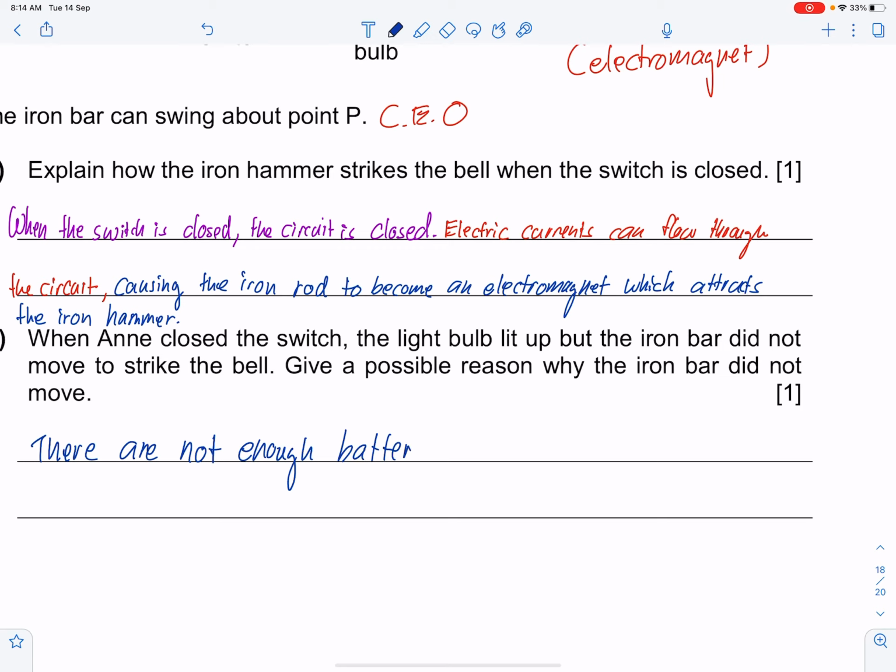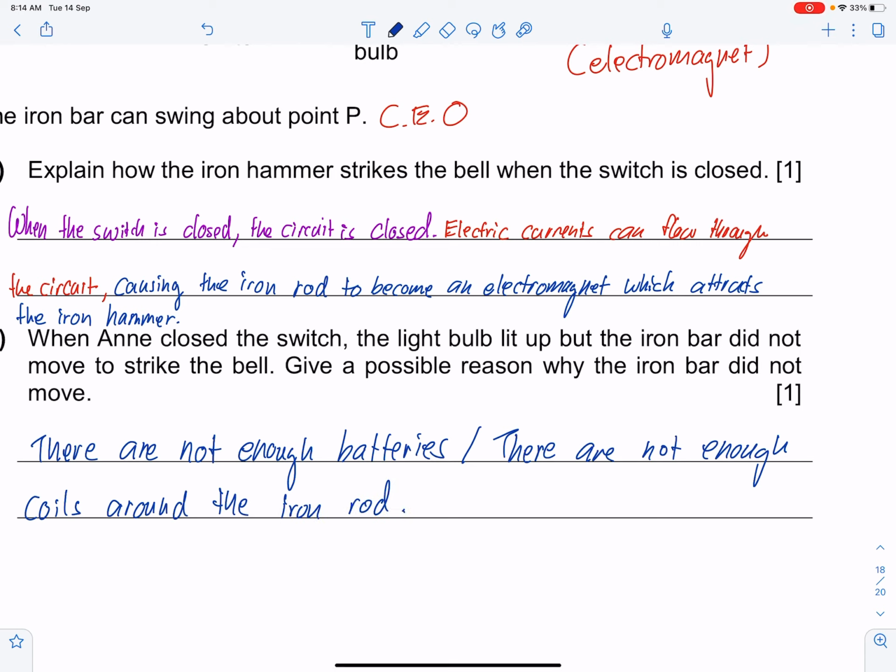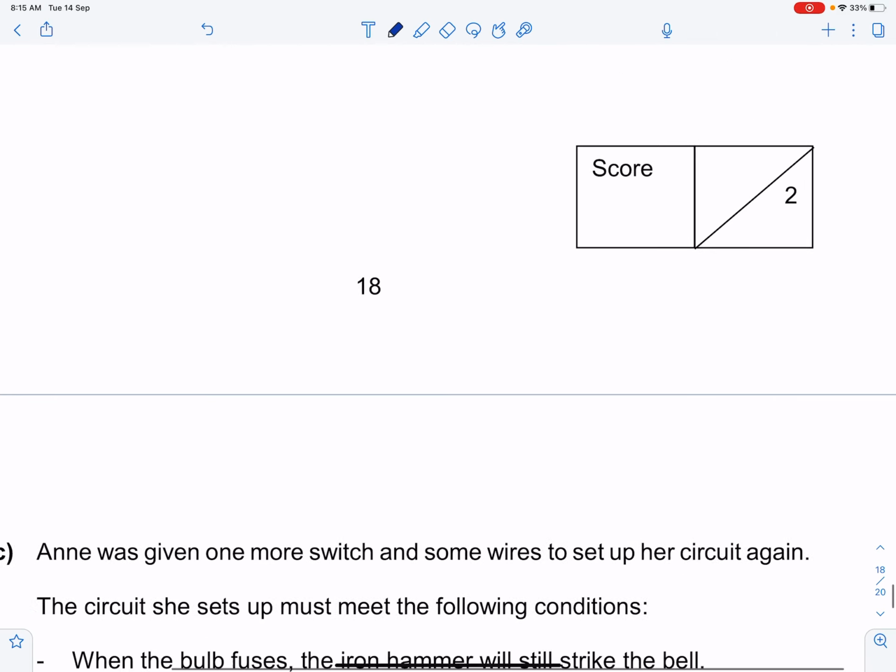that's the first thing you can say, or the second one would be there are not enough coils around the iron rod. You see that it's actually application of what you have learned in P4. So don't go crafting your own general statements. Next.